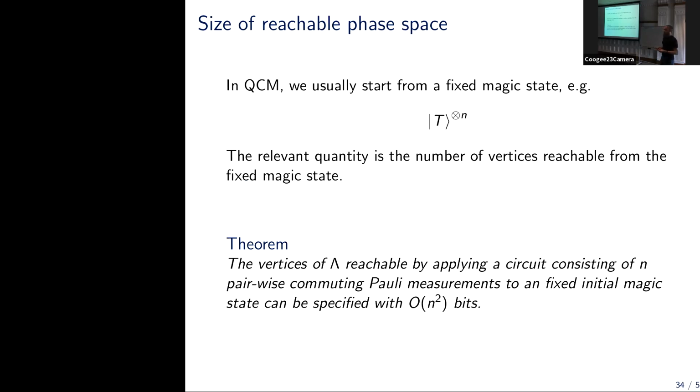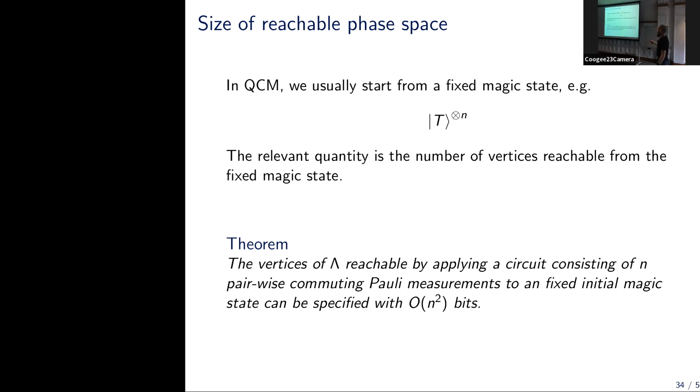But this isn't really a problem for us, because the thing we really care about is what happens if we start from a fixed magic state, right? So in this model, we almost always start with a product of T states or a product of some fixed magic state. And if we start from a fixed magic state, then we can bound the number of phase space points, the number of vertices of the polytope that you can reach starting from that point.